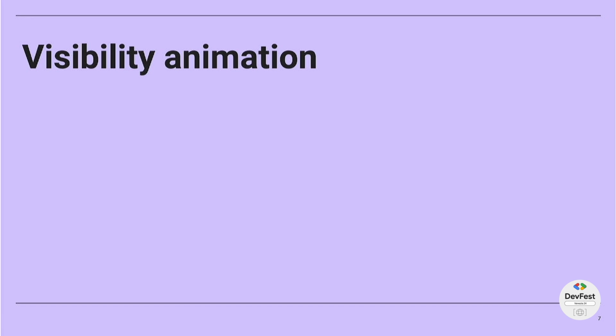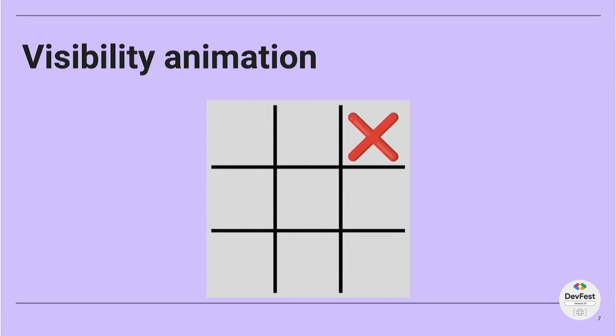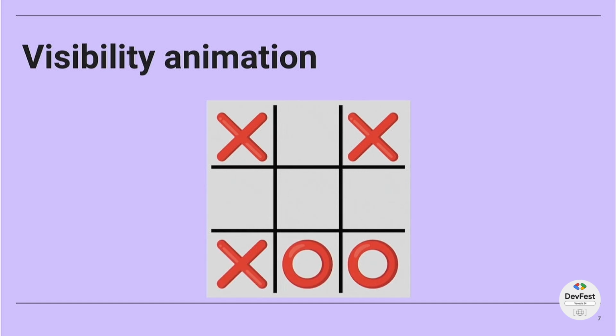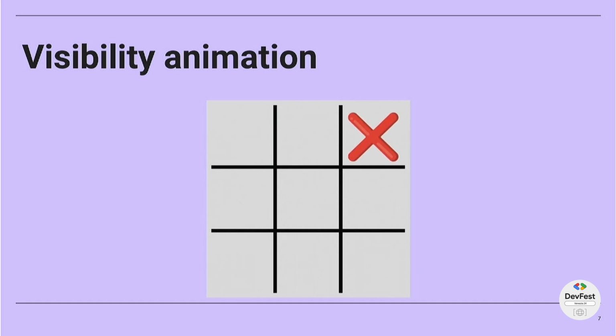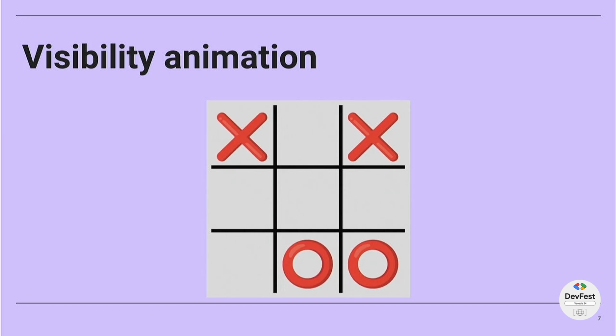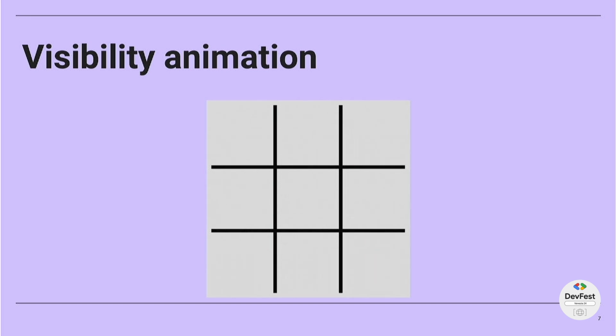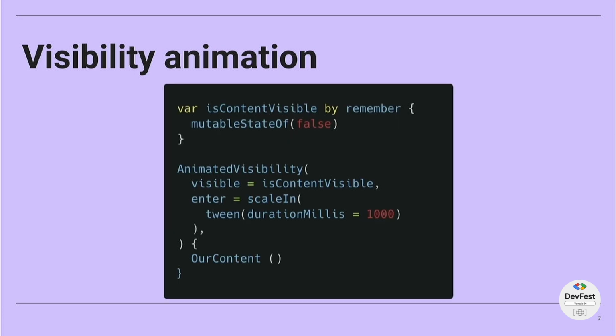Let's start from the most obvious animation, which is the appearance and disappearance of a symbol. We have the code to draw a symbol in the grid, but it doesn't show up in an animated way. It's not nice to look at. So to improve it, one thing we can do is to use the animated visibility function.